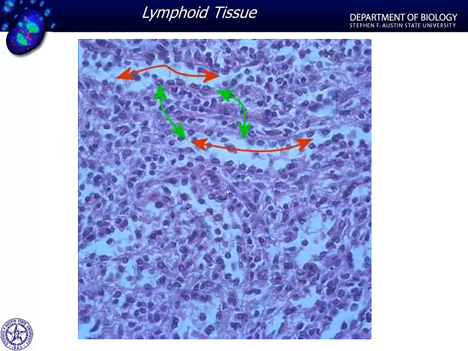So here we see in this illustration the red arrows are showing the direction of our splenic sinuses, and the green arrows are simply showing the space between those two sinuses. That's a cord of Billroth, and that's where we have all the cells, and you can see the greater density of cells outside versus inside the sinuses.